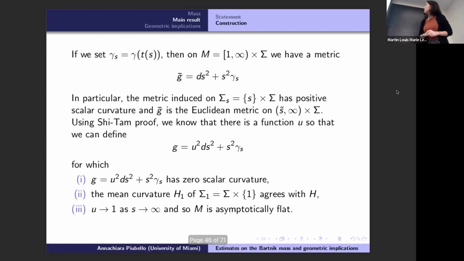Now for this, we can use Shi-Tam's proof, so we can find again this function u, so that we can define this new metric g that will depend on u, so that this metric has 0 scalar curvature. The mean curvature of sigma 1, the level set 1, agrees with h, and this is asymptotically flat. So here's where we use Shi-Tam's construction.